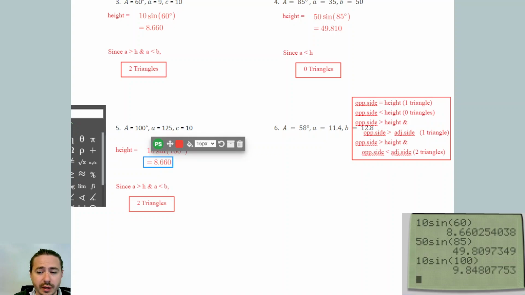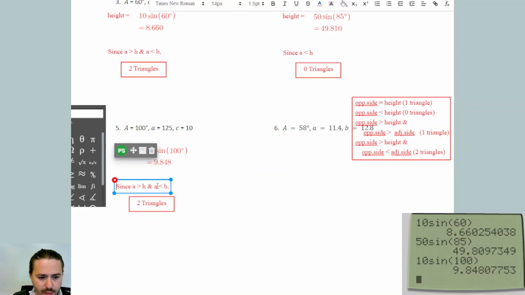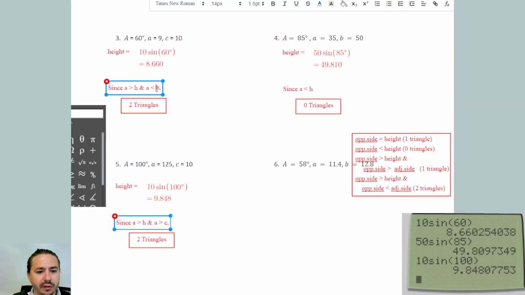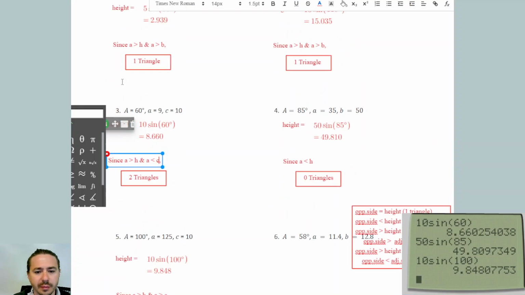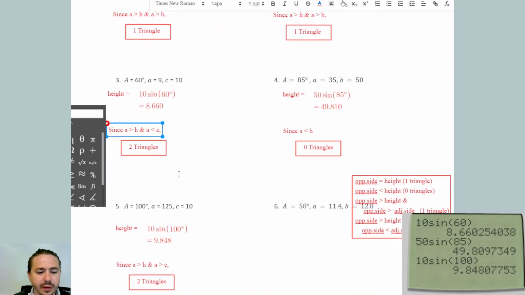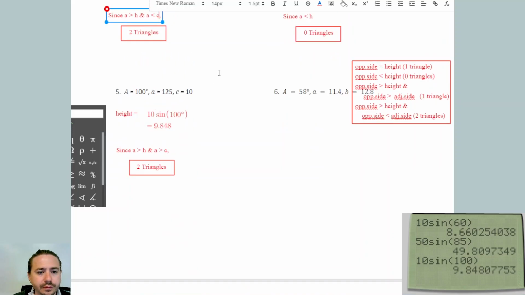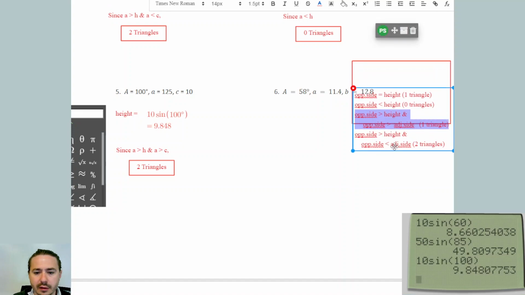And we get 9.848. Okay, so A is bigger than the H, so that's good. And it's also bigger than, not B, we've got C here. Yeah, we had C up here too. Did I make any other mistakes here? No, B, B, okay. So since it's also bigger than the adjacent side, we're going to say that this is this case right here.